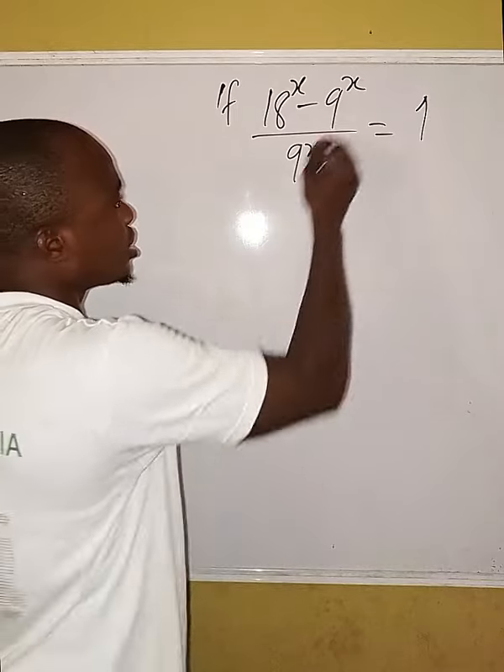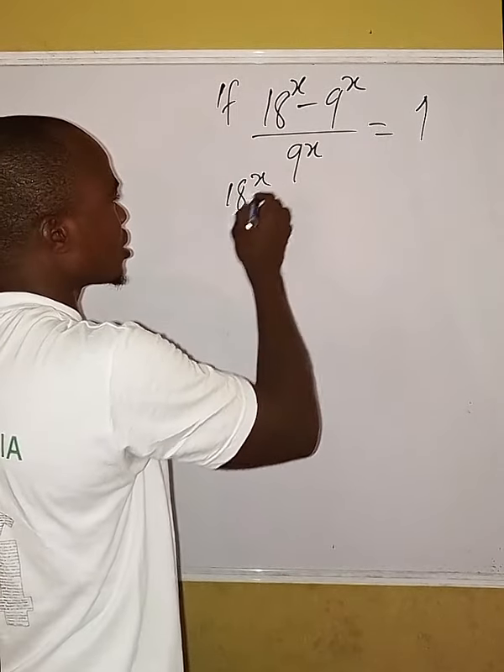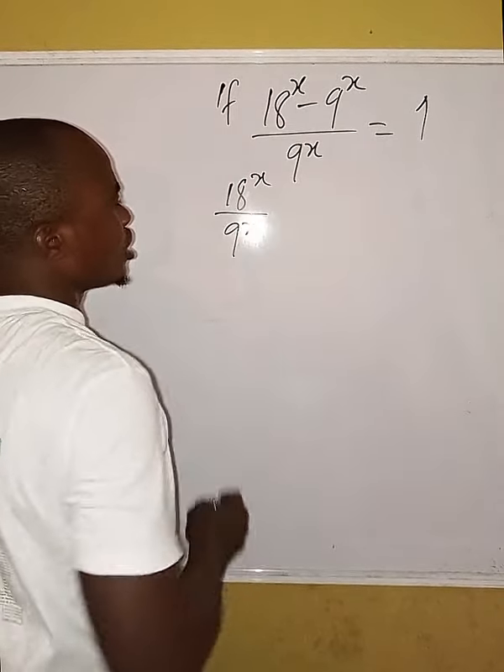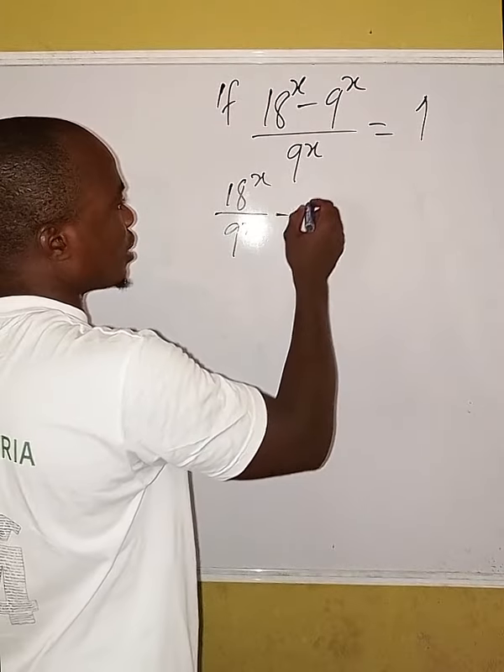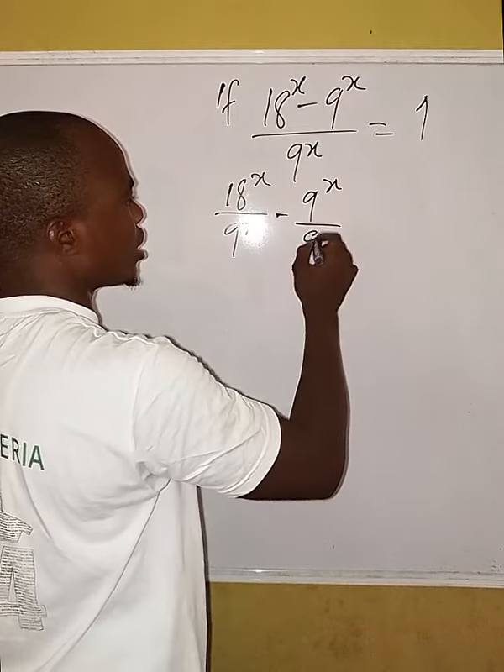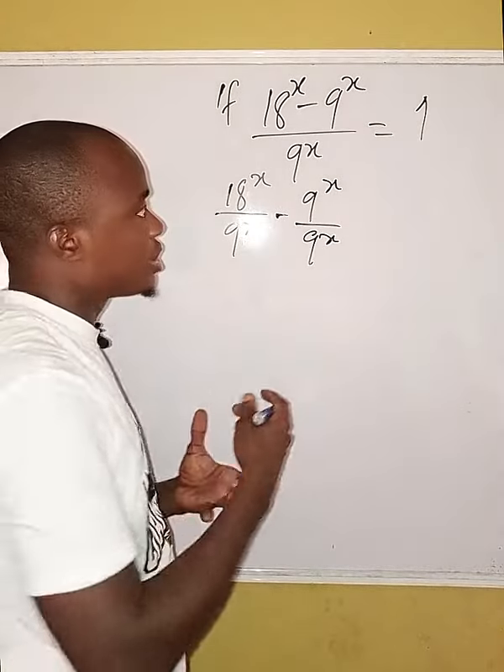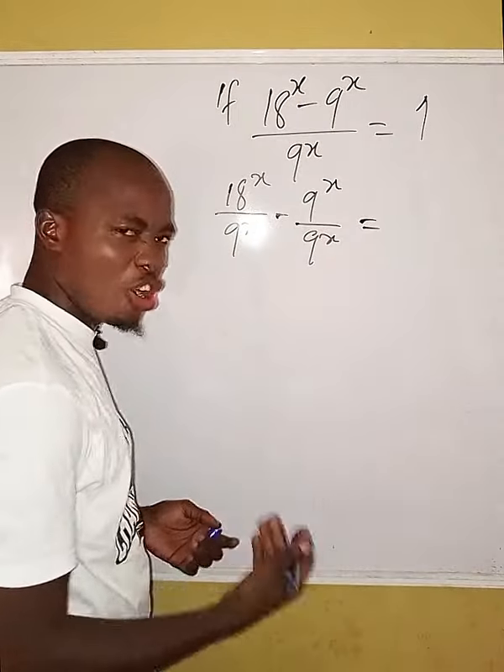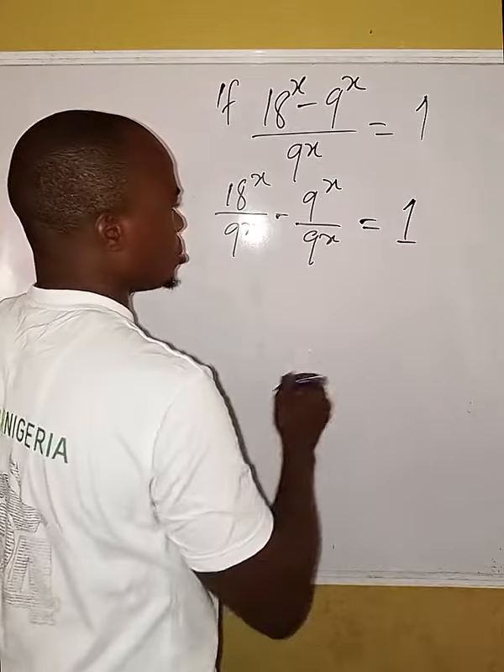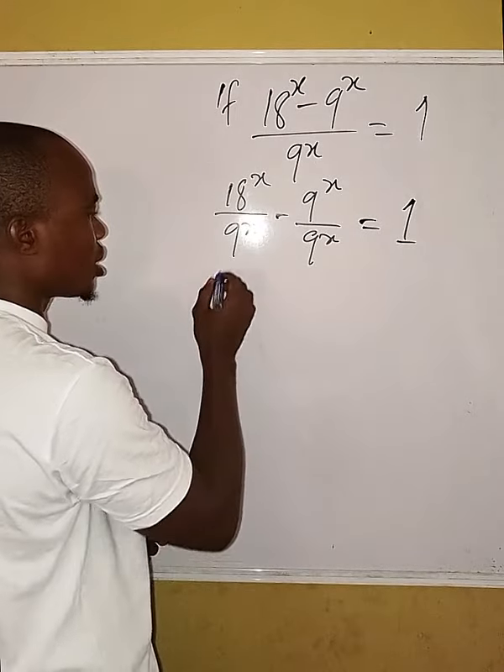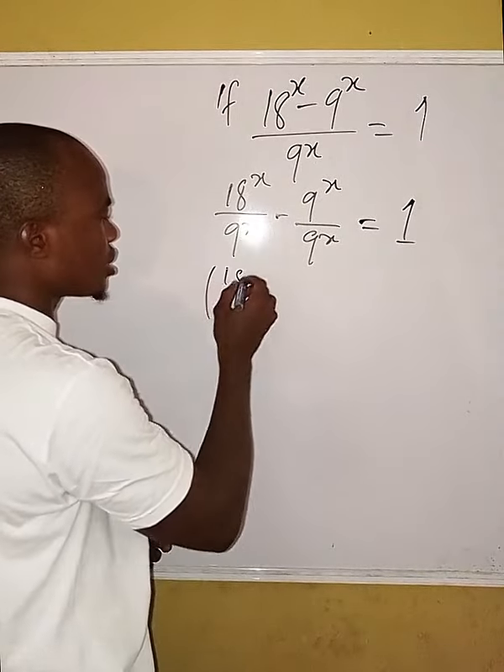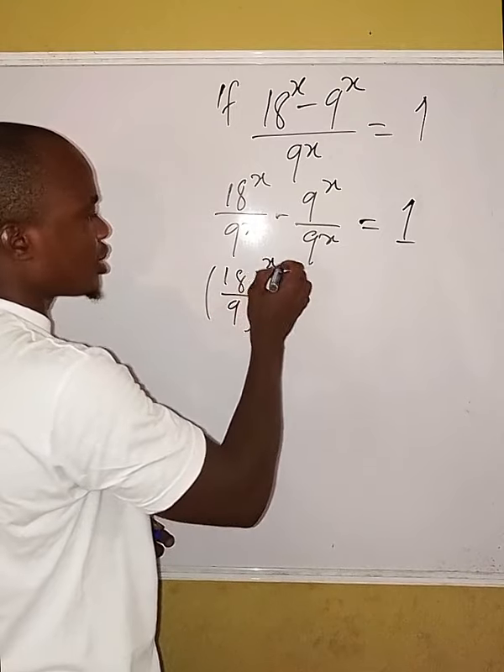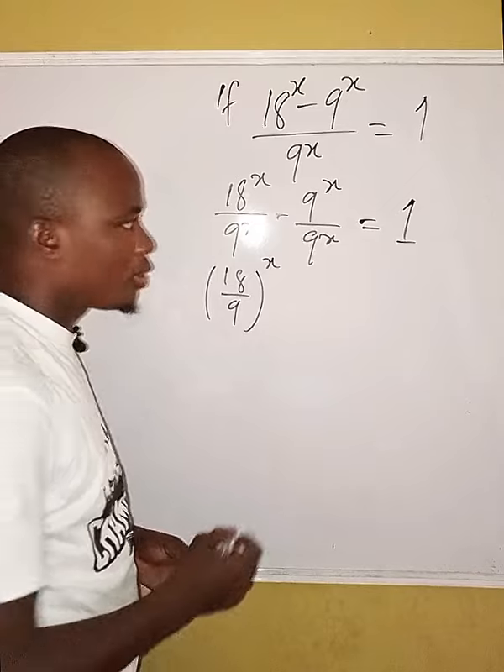So now here I can rewrite this equation to be 18^x divided by 2 divided by 9^x, minus 9^x over 9^x. So I can split it like that because these two are sharing the common denominator, which is 9^x. So from here I can have this to be 18 over 9, because they are sharing the same power.